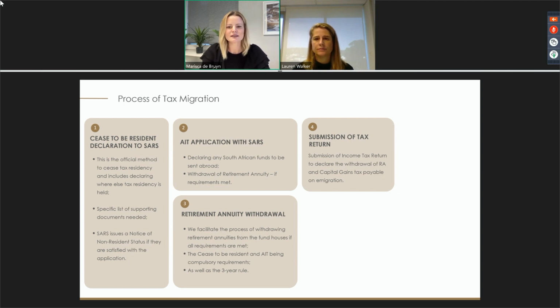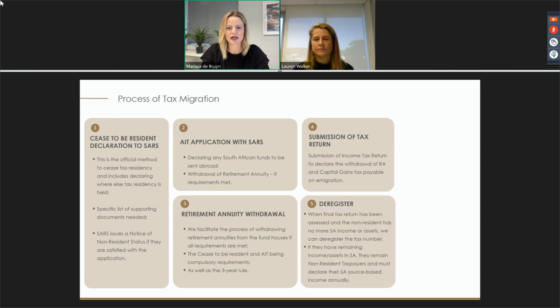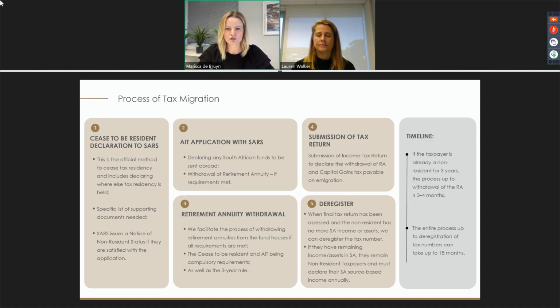And then once that tax return has been assessed and they have no remaining income or assets left in South Africa, then we can deregister their tax numbers. And it's just so important, if you've got nothing left in South Africa, to deregister, because then you've got no more admin burden or SARS saying you've got an admin penalty because you didn't submit a tax return. So we'll then deregister.